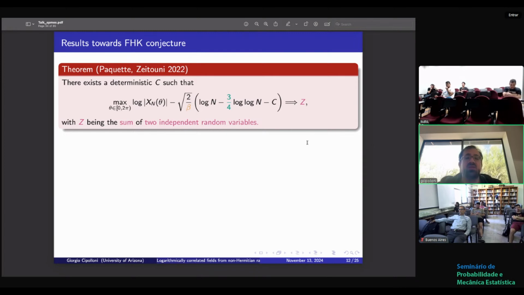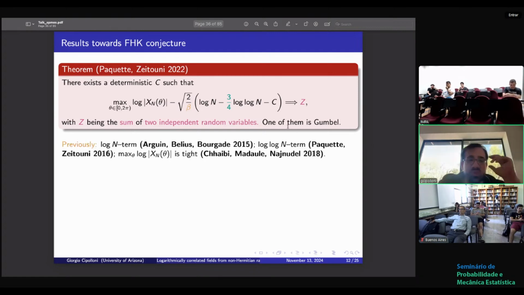Then Paquet and Zeitouni show that if we properly center, then this converges to a random variable, which is the sum of 2 independent random variables, and one of them is a Gumbel random variable. So this doesn't quite show the Fyodorov-Bouchaud conjecture, because that would amount to showing that both of these independent random variables are Gumbel, and I can show that only one of them is.